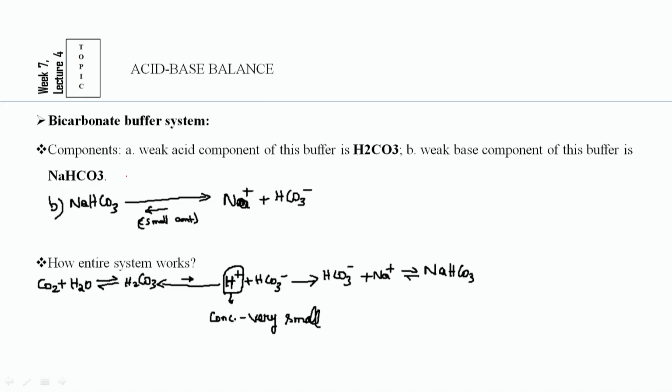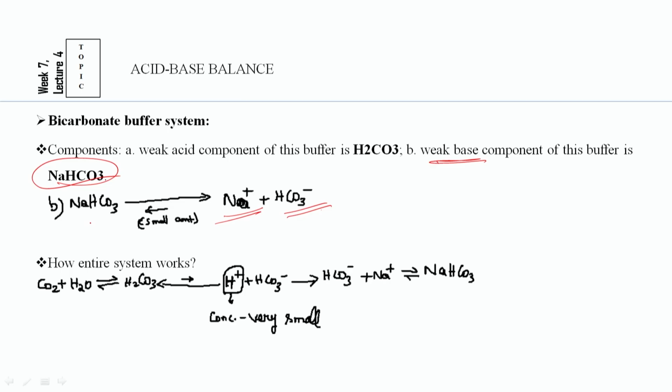Now, the next component is the weak base, that is sodium bicarbonate. How is the sodium bicarbonate formed? The sodium bicarbonate will dissociate into sodium and bicarbonate ion, but the reverse happens only in a very small amount. That means it is easy for sodium bicarbonate to dissociate, but the reaction of the sodium and the bicarbonate is very less.